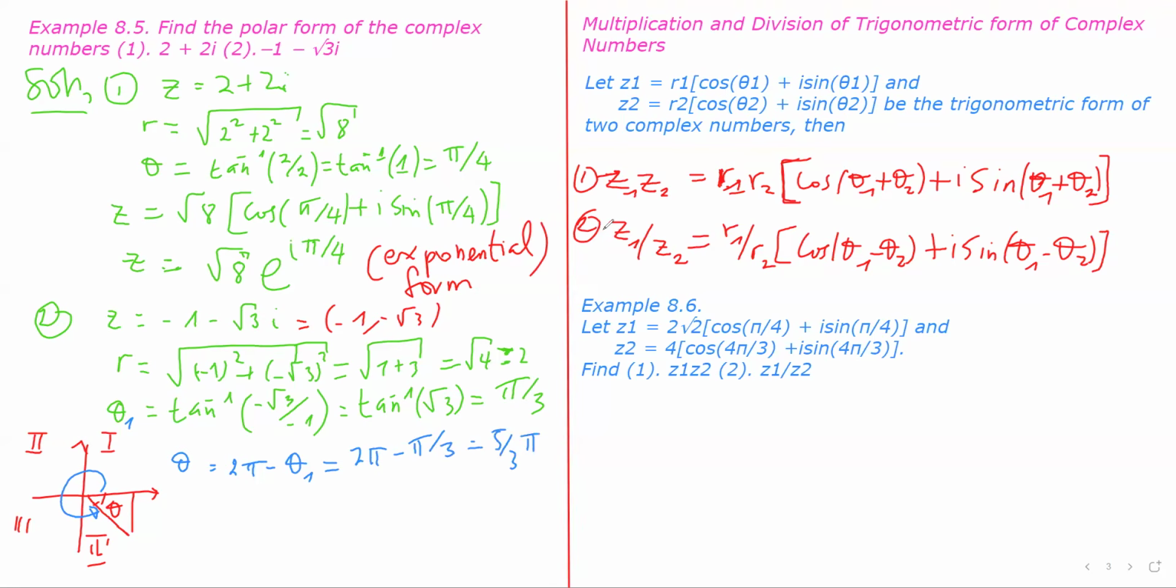So we have found our z, which is equal to 2 times cos 5 over 3 pi plus i sine 5 over 3 pi. And we can also write it in the exponential form, 2 e^(i 5 over 3 pi). As I said, this is the exponential form.